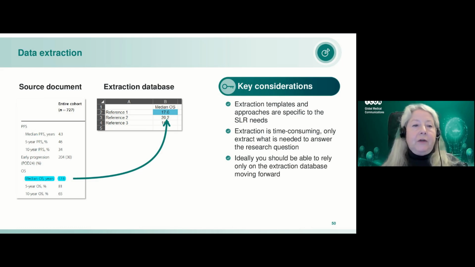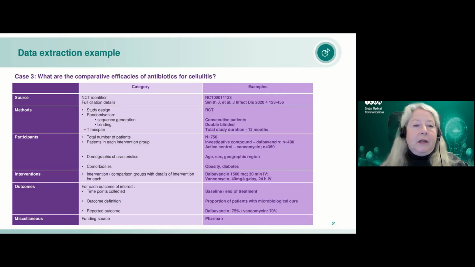So for case 3, let's take a look at the sorts of data you may need to extract. So case 3 was, what are the comparative efficacies of antibiotics for cellulitis? So first of all, the source. Where did these data come from? Include the unique identifier of the study, such as the NCT number, the study name or the acronym if they have one, and also the full citation details. And another important thing here is always record who extracted the data for each record.